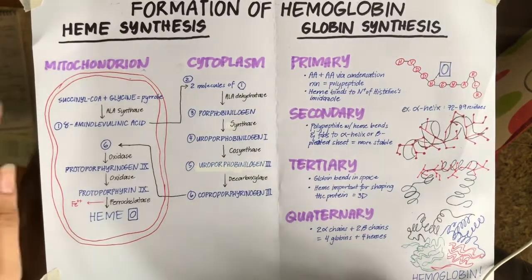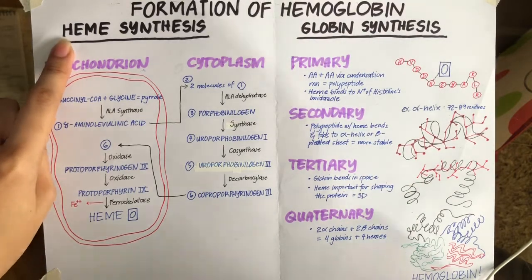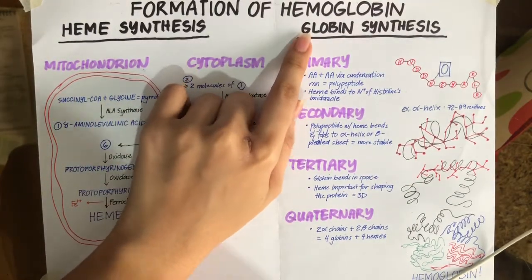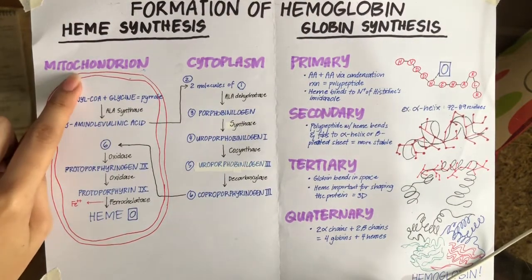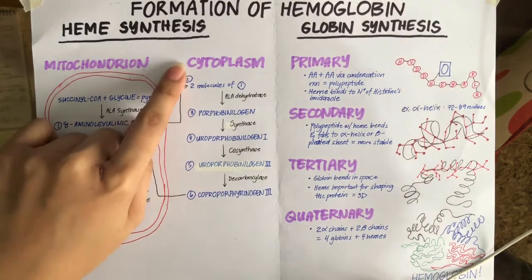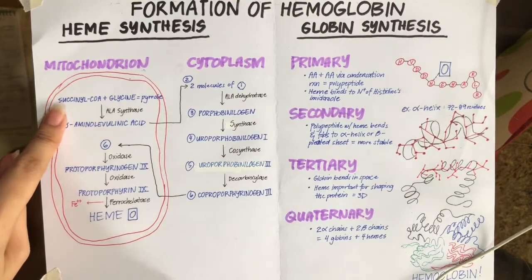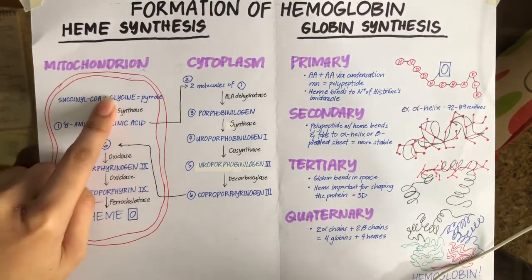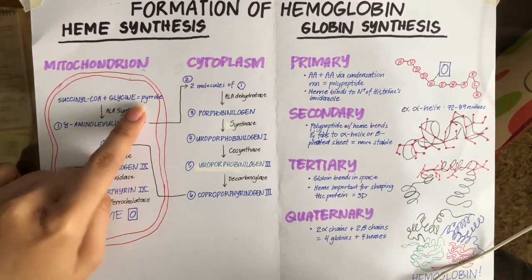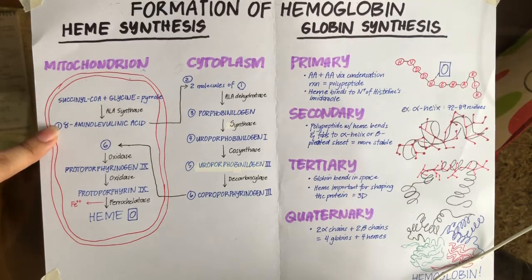So hemoglobin consists of two parts, which is the heme, a non-protein molecule, and the globin or the polypeptide. So the formation of the heme takes place in both the mitochondrion and some of its processing takes place in the cytoplasm. So first, in the mitochondrion, the succinyl-CoA formed in the Krebs cycle binds with the glycine in order to form a pyrrole molecule. This molecule will convert to delta-aminolevulinic acid, which is the first byproduct of heme synthesis.